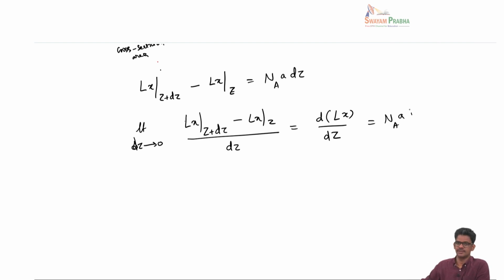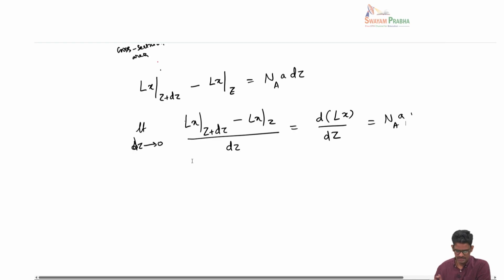So, now we have to write explicitly what is the flux. So, flux N_A is written as K_x into x minus x star.